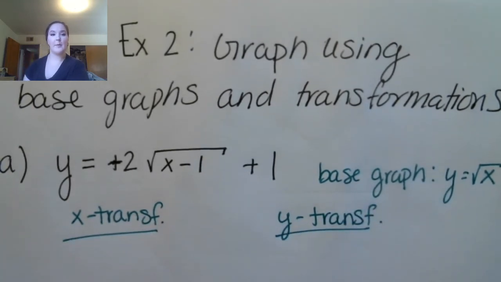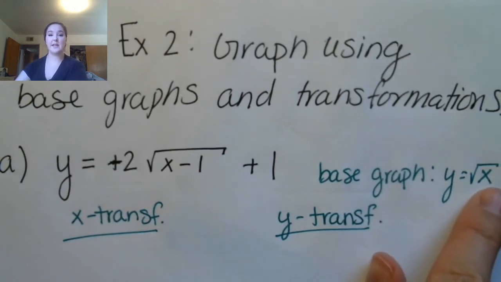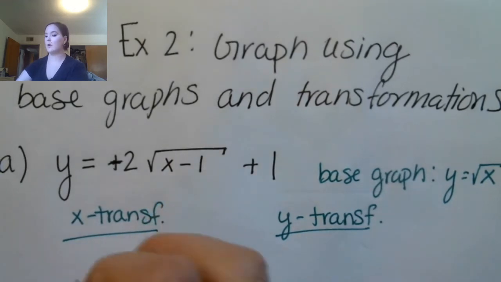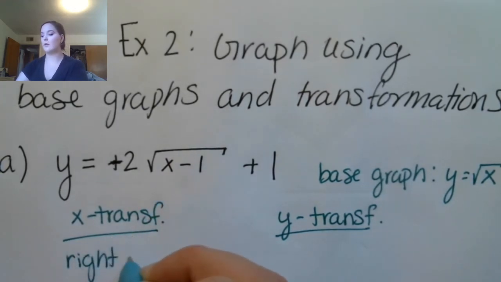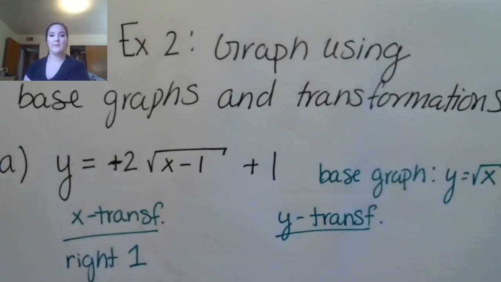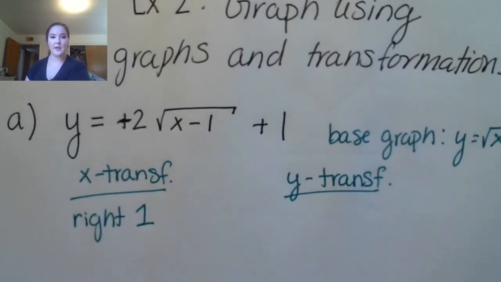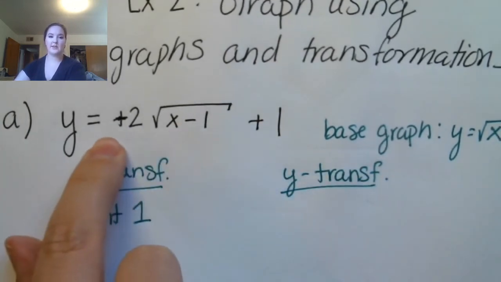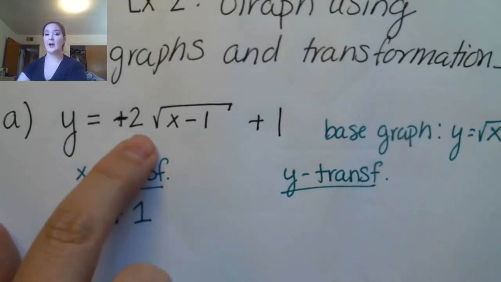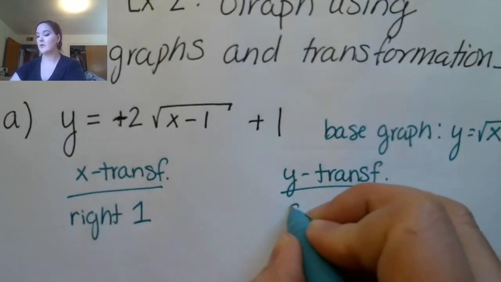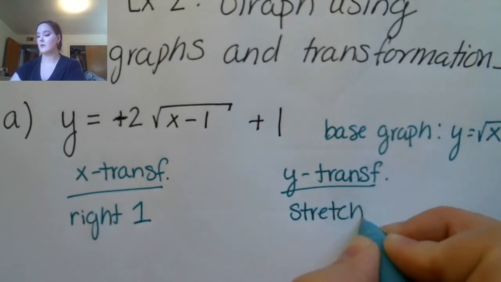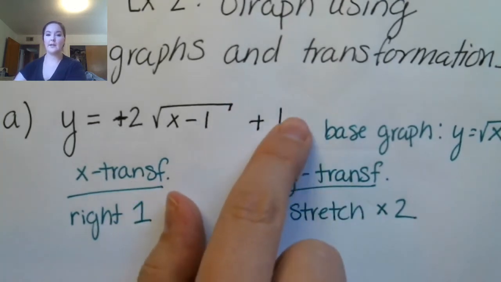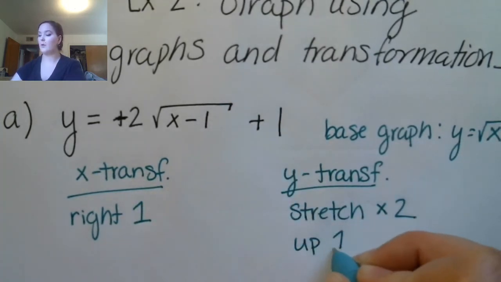Remember the x transformations are going to come from the inside of the square root. So if we look inside the square root, all we have is this minus 1, which we know is going to move the graph right 1. Then the outside transformations are going to affect y. So we have this plus 1 and this times 2. Remember the times 2 is going to go first. So this is going to stretch the y coordinates by 2, and then this plus 1 is going to move it up 1.